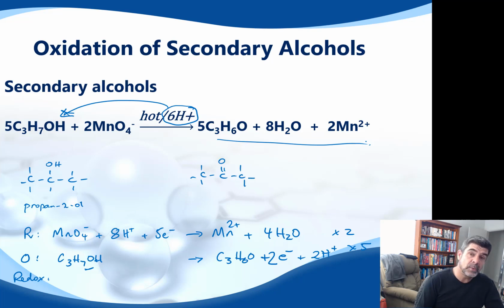I would expect that you will need to know these 2 half-cell reactions, the 2 reduction-oxidation half equations, and to be able to then form the net redox reactions for each of these different oxidations. But probably the most important thing is that you can tell the difference in both the products and conditions when we're looking at the oxidation of primary alcohols in comparison with the oxidation of secondary alcohols.